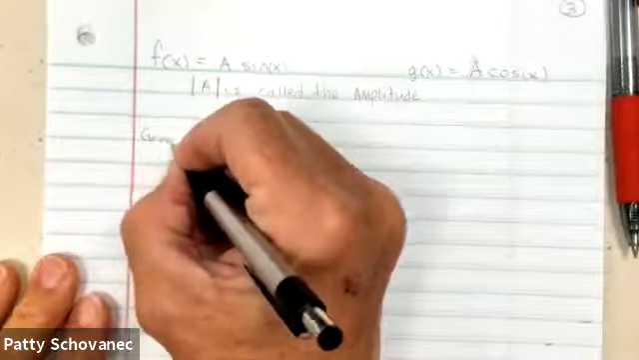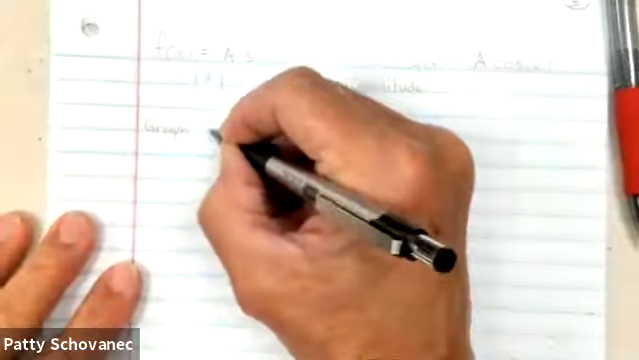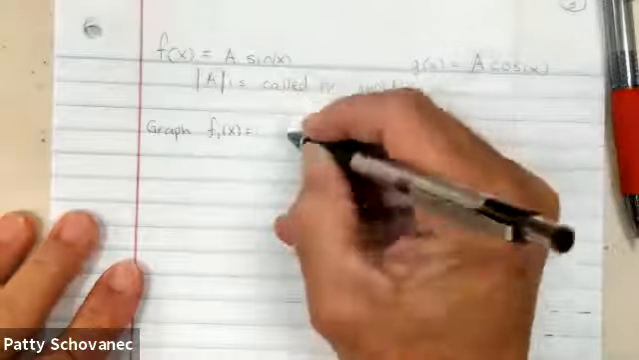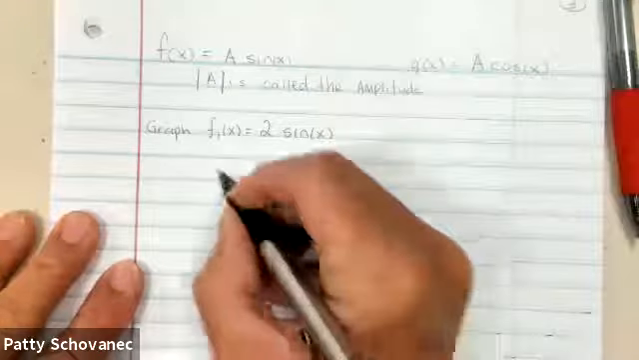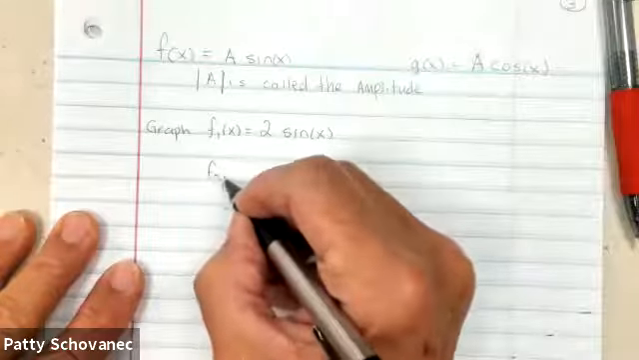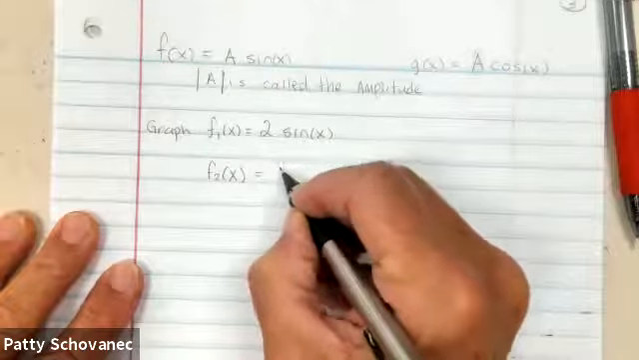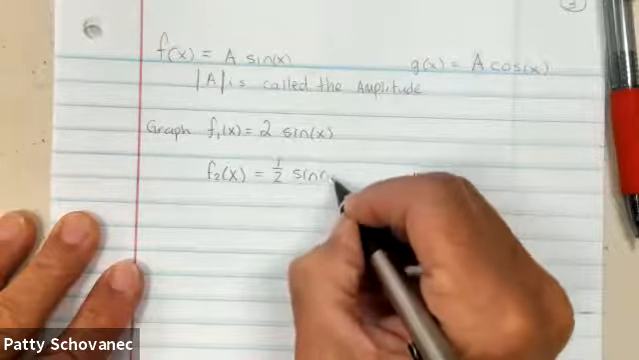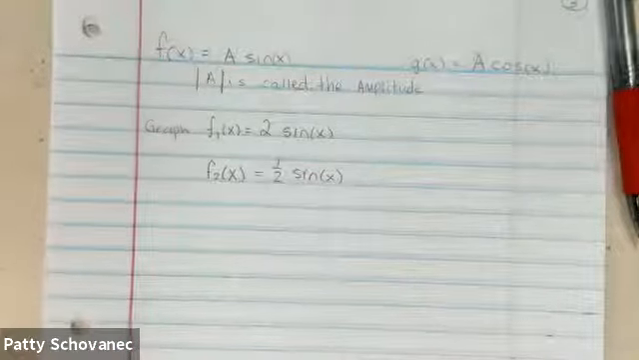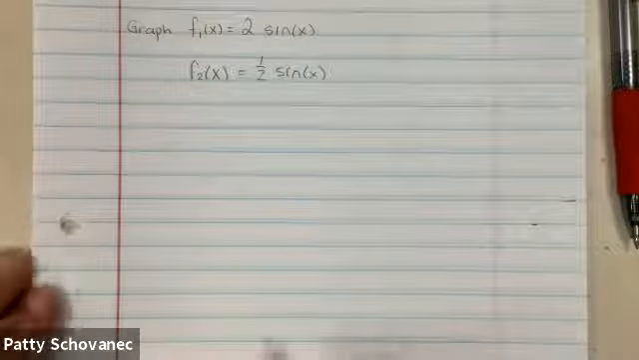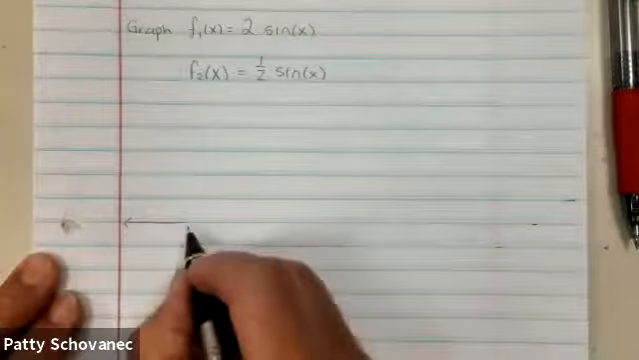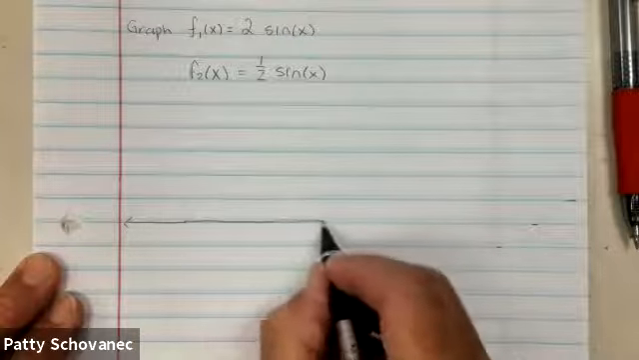So I'm going to graph for you three different versions. F1 of x, I'm going to graph 2 times the sine of x. And F2 of x, I'm going to graph 1/2 times the sine of x. And I'm going to graph them on the same grid. So the first thing I'm going to do is I'm going to draw with a dotted line the graph of the sine of x.